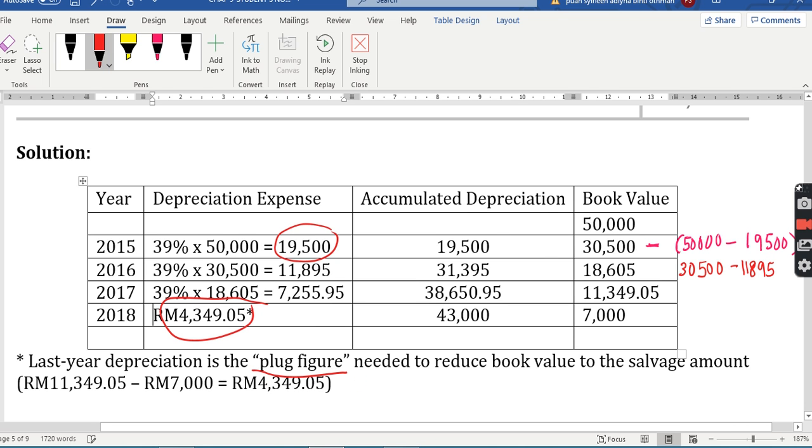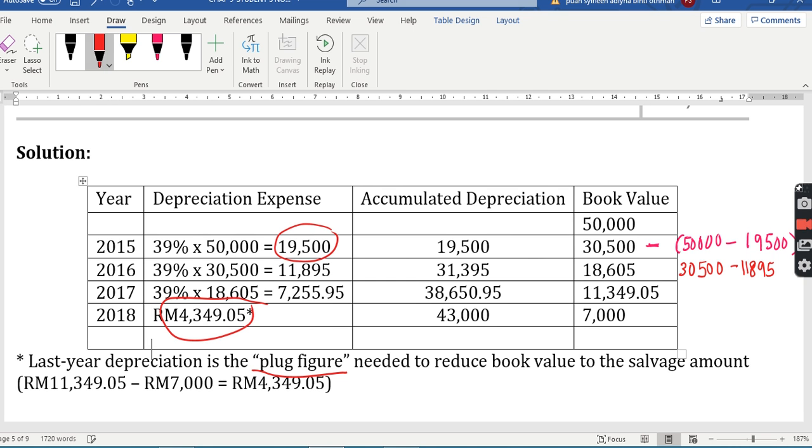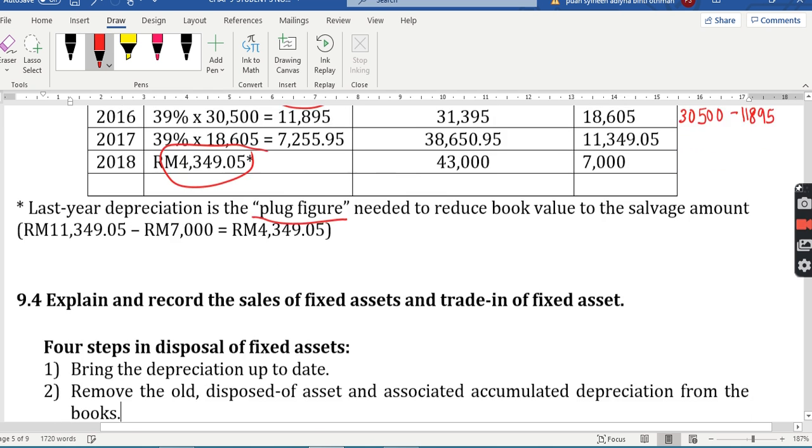The plug figure is the amount that we need to take out from the remaining book value, so that the asset is only left with the salvage value towards the end of the useful life. This is a bit different from what we did in the straight line method. So for reducing balance, this is how you do the depreciation expense for the final year.